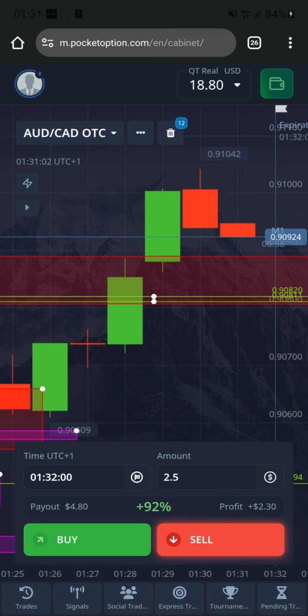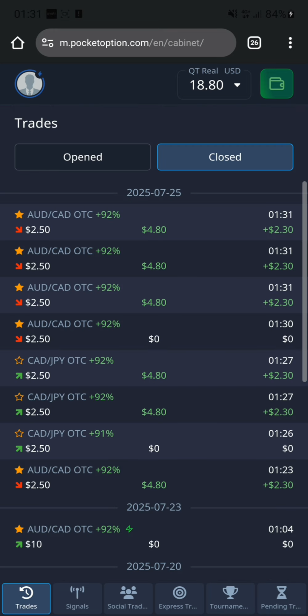So all in all, we went from $10 to $18.80, and you can see all the trades we took was 1 2 3 4 5 6 7 8. So 8 trades, and we have 6 wins and 2 losses basically. So that was the summary for the part 1 of the trading session.